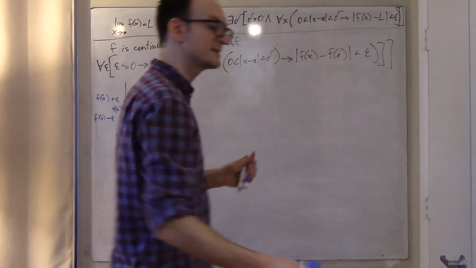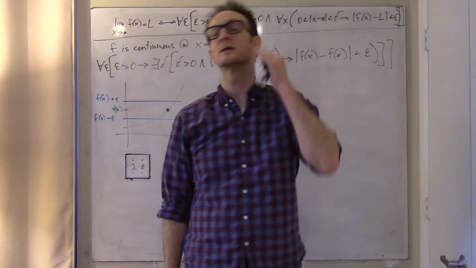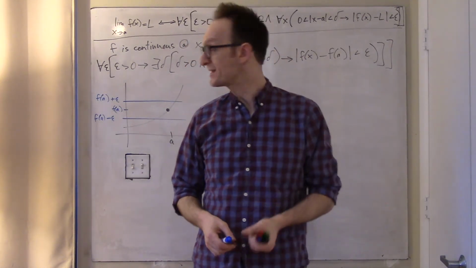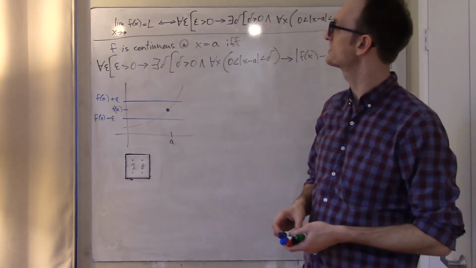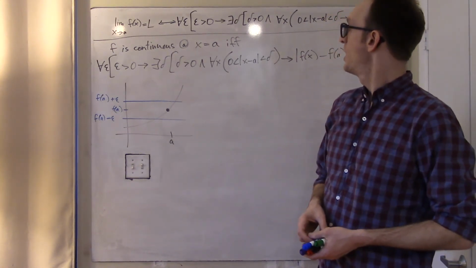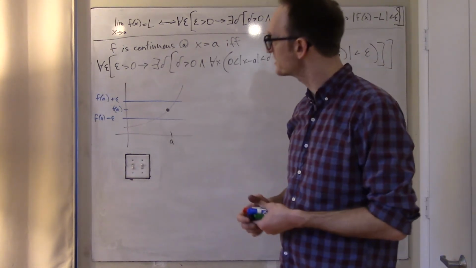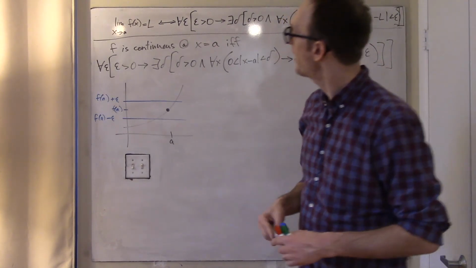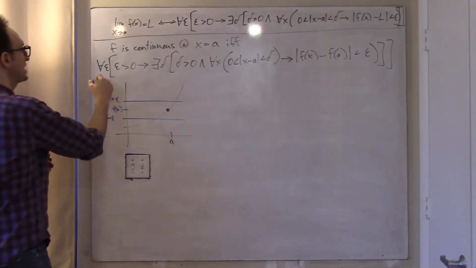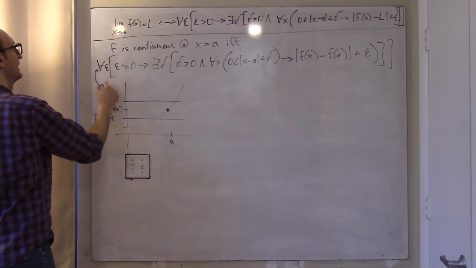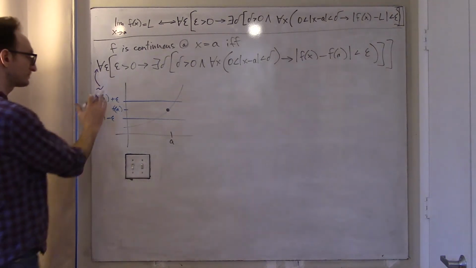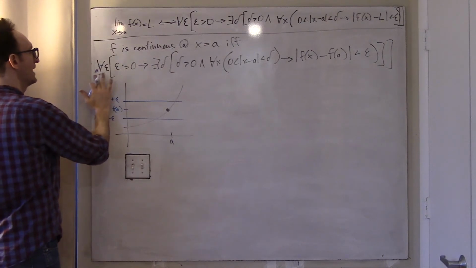I guess all I want to do is explore. I want to understand what it means if f is not continuous. So suppose you tell me that f is not continuous at x equals a. Well, if f is not continuous at x equals a, then what am I to do? Well, then it means I just throw a gigantic negation in front of this thing. And if I do that, what happens?